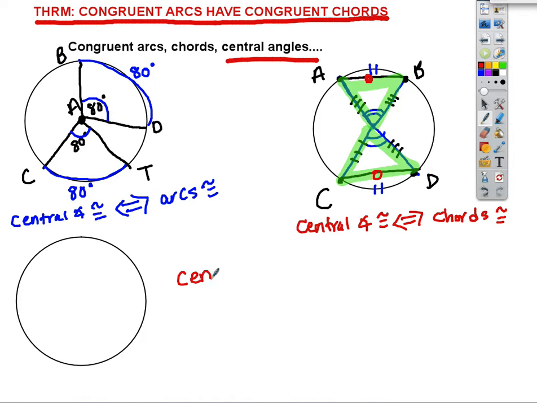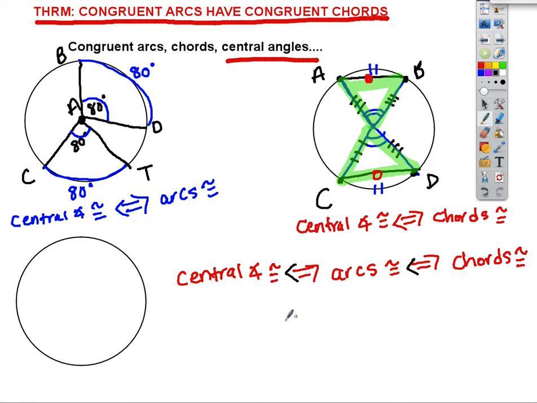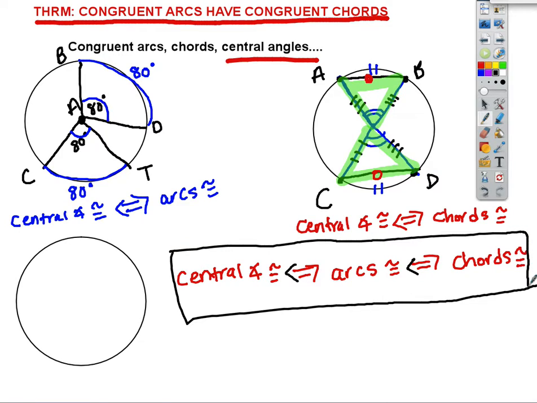If central angles are congruent, that means that the arcs would be congruent. If the arcs are congruent, that means that the corresponding chords are congruent. And it works the other way around. If chords are congruent, that means the arcs are congruent. It means that the central angles are congruent. So if you were to put this in your record book, you could just write all of this as one statement. It represents 6 different relationships.